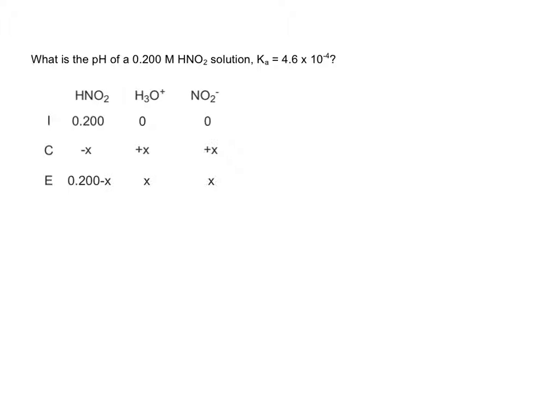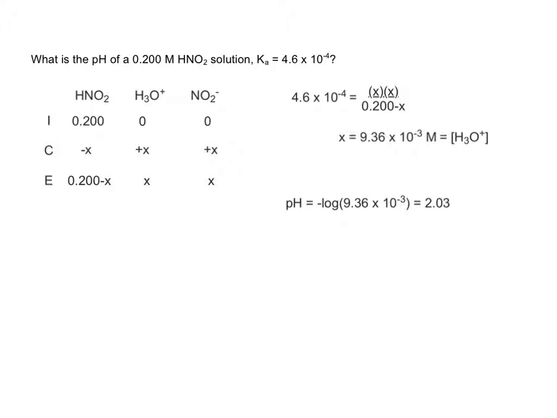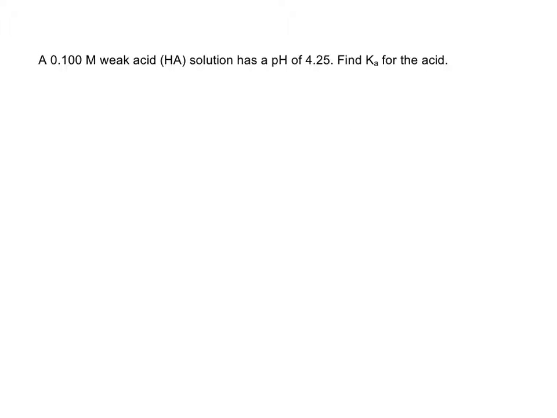So when we set this up, we get 4.6 times 10 to the minus fourth equals x squared over 0.2 minus x. Okay, and if we solve the quadratic for that, we get 9.36 times 10 to the minus 3. Okay, and that's our H3O plus concentration. So we have the pH equals negative log of 9.36 times 10 to the minus 3, which equals 2.03. And that's our pH.